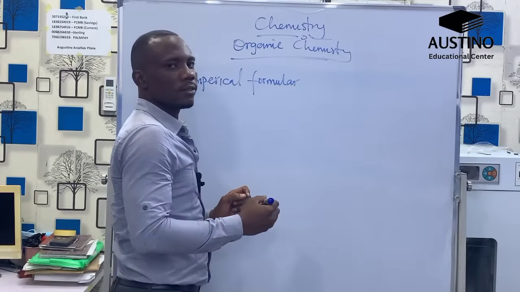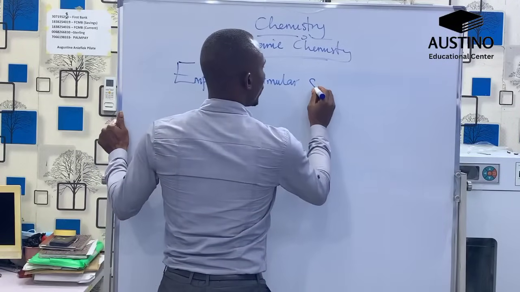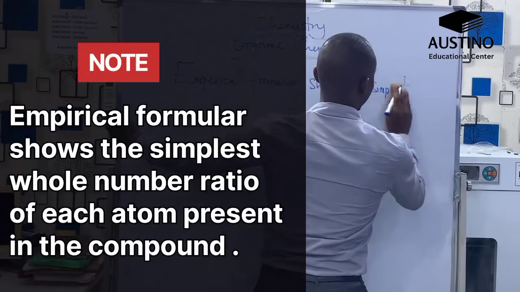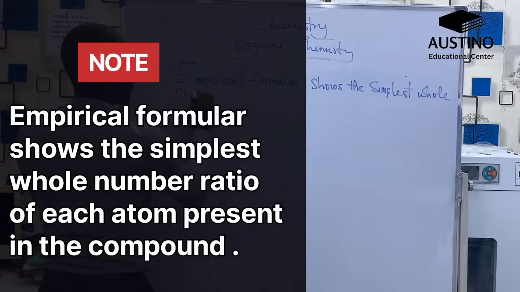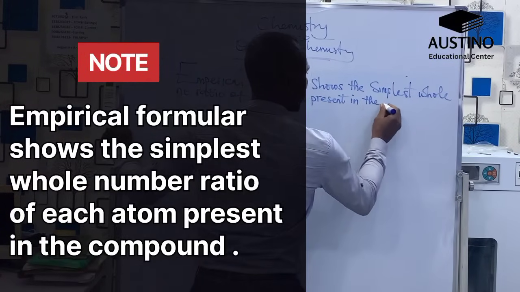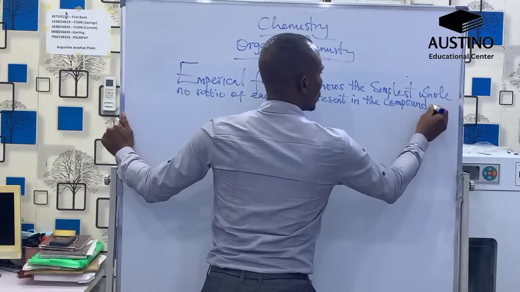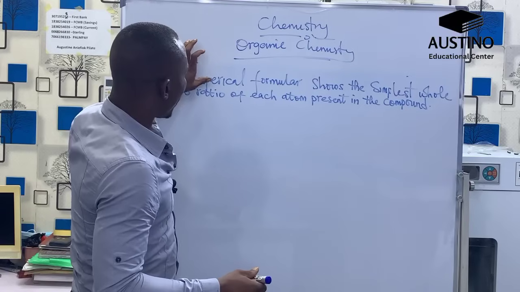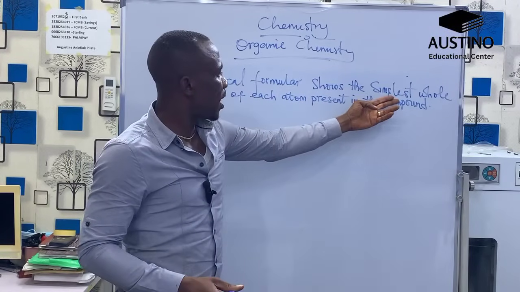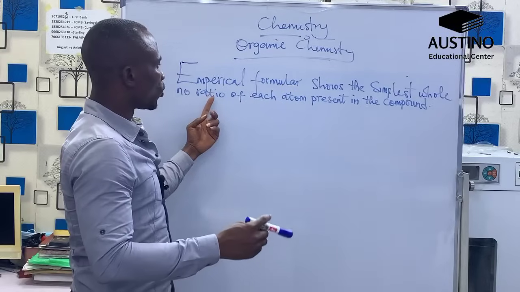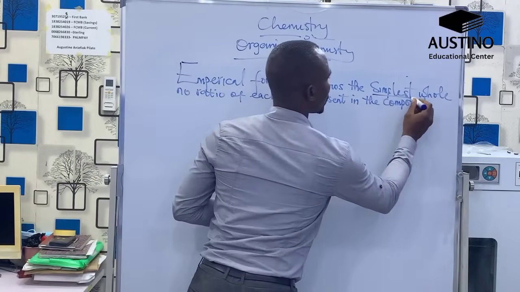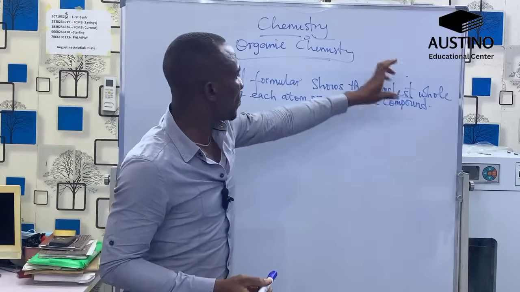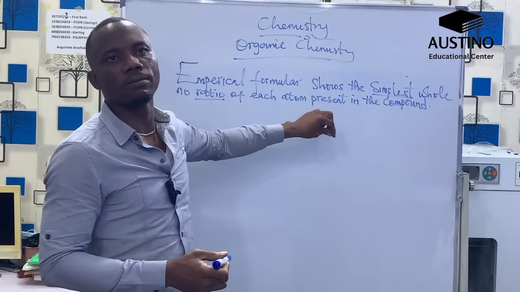By definition, empirical formula shows the simplest whole number ratio. So the words you must underline are the simplest and the ratio. So it shows the simplest whole number ratio of each atom.